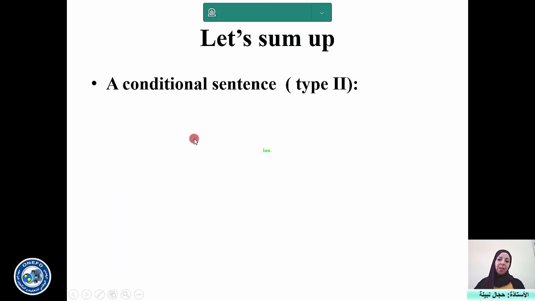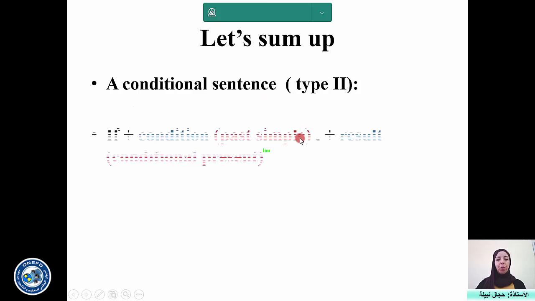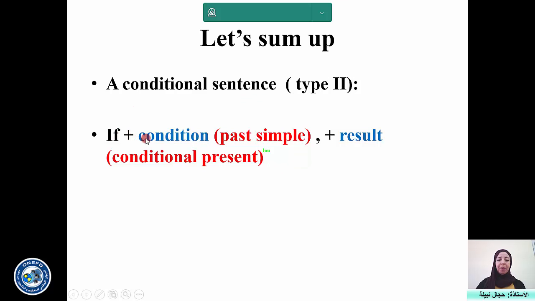Let's sum up what we said a moment ago. So a conditional sentence in type 2 should be written in this way. If plus condition, that should be in the past simple, you put your comma, plus a result that should be in the conditional present. Of course, as I said, you can start with the result and then the if clause, all right, respecting the tenses, of course.